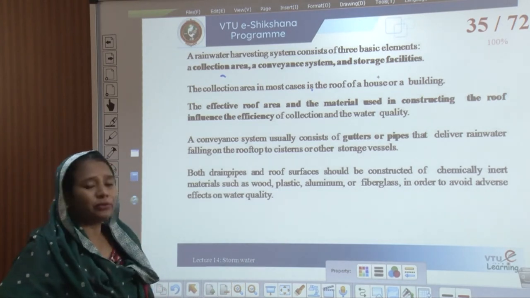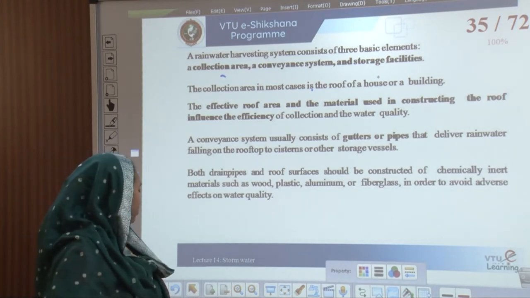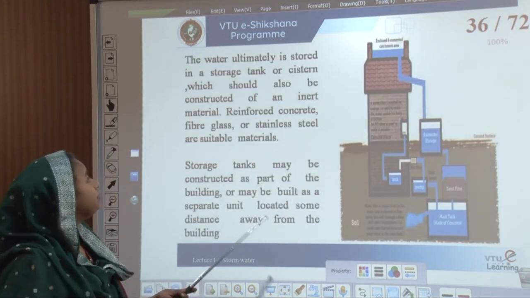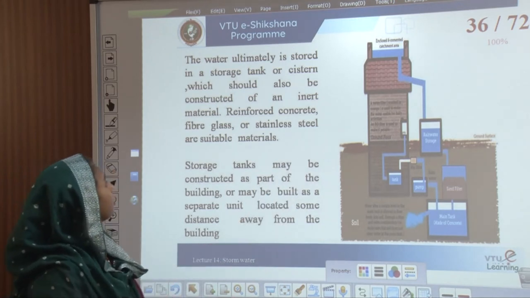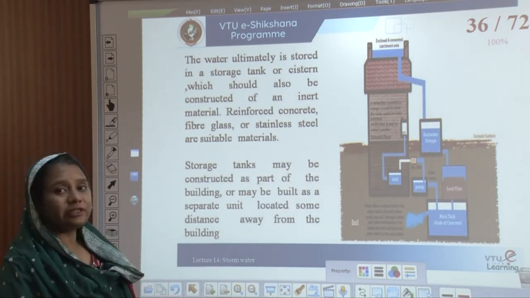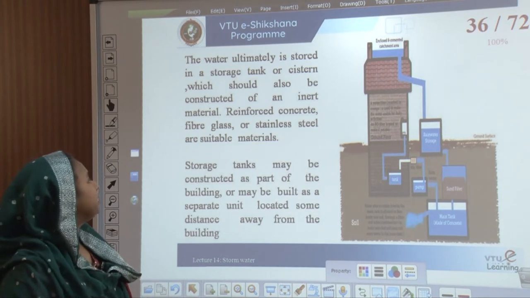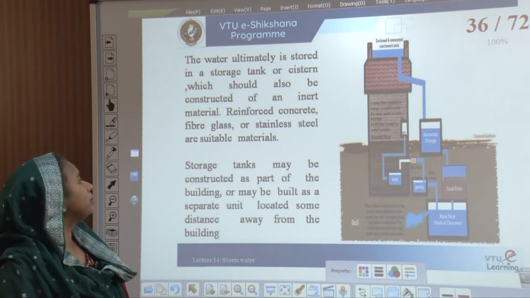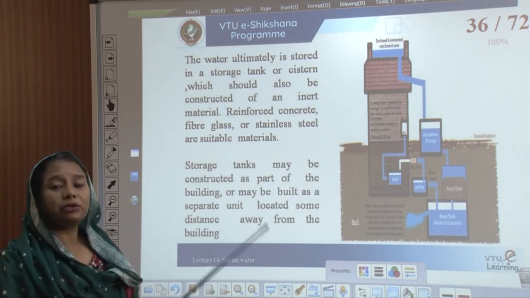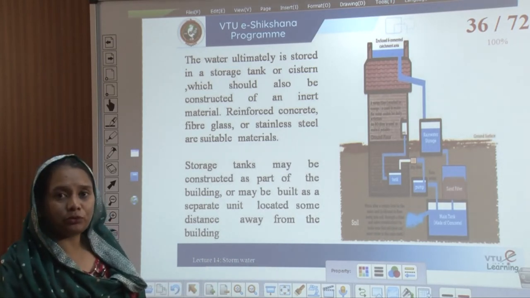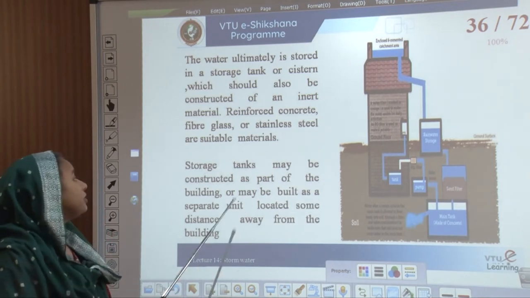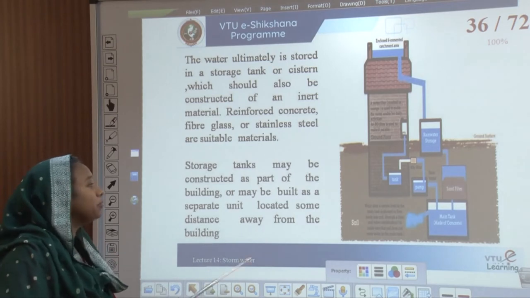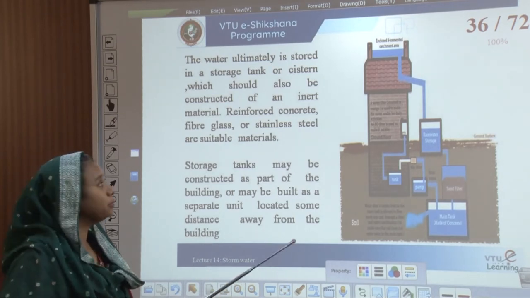And how exactly are we going to store this water for further purposes is our next concern. Water is ultimately stored in a storage tank or a cistern which is constructed of an inert material. This inert material could be reinforced concrete, fiberglass or even stainless steel, depending on what kind of usage you would like for your water. These storage tanks may be constructed as part of the building or may be built as a separate unit located at a distance from the building.